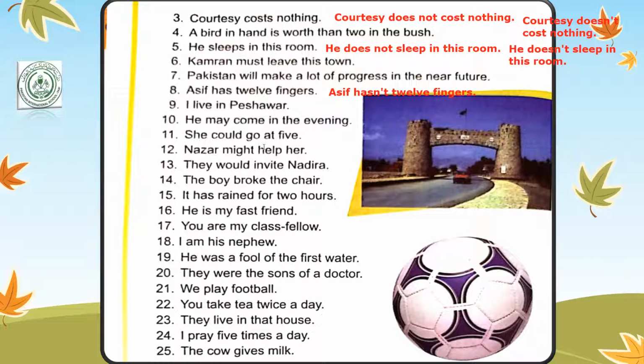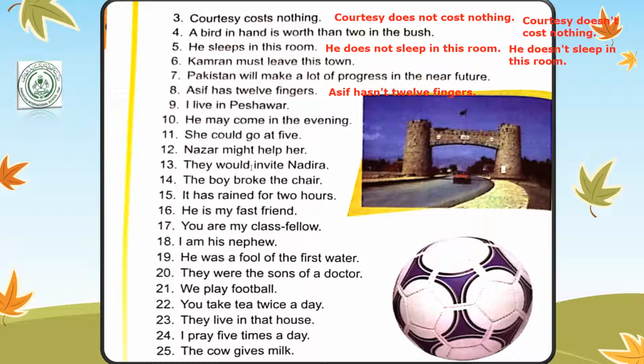Very easy. He may come in the evening. He may not come in the evening. He mayn't come in the evening. Number 11, she could go at 5. She could not go at 5. She couldn't go at 5.